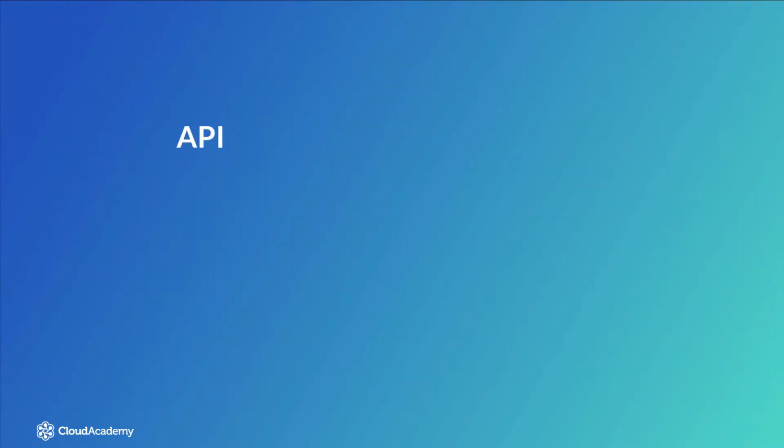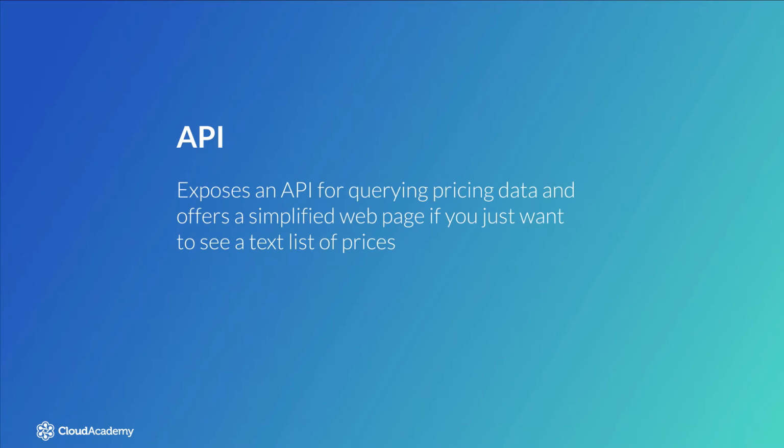One other handy thing about this GCP pricing tool is that Google Cloud actually exposes an API for querying pricing data. And on top of that, there's actually a simplified web page as well if you just want to see a text list of prices. So for the API, this is really good for tooling. For example, if you want to create a script that generates reports or tracks prices, you can use the API along with the Google Cloud CLI tools and/or the libraries, and it'll do that for you.